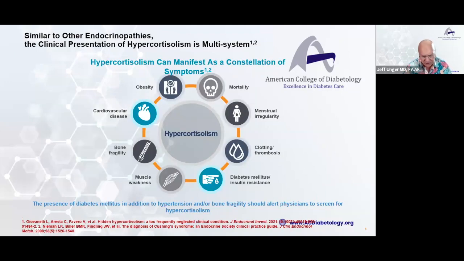So hypercortisolism, as I mentioned, can really screw up every part of the body. It makes you gain weight. Why? Cortisol binds first and foremost to the brain. And when it does that, the satiety is reduced.